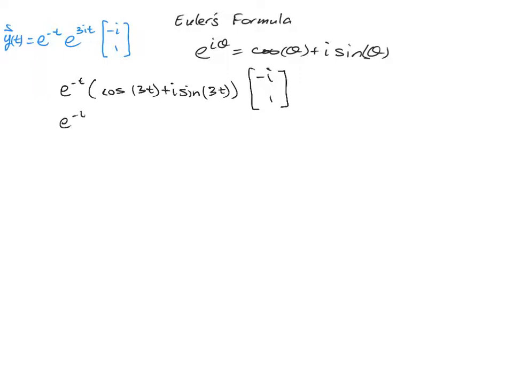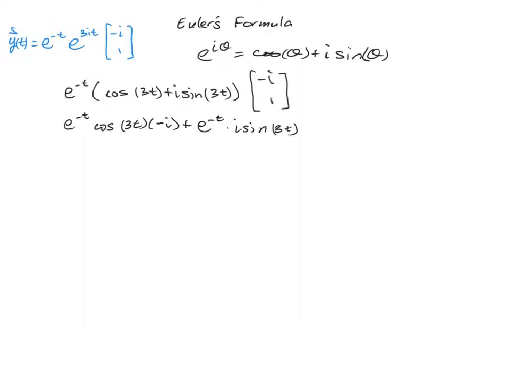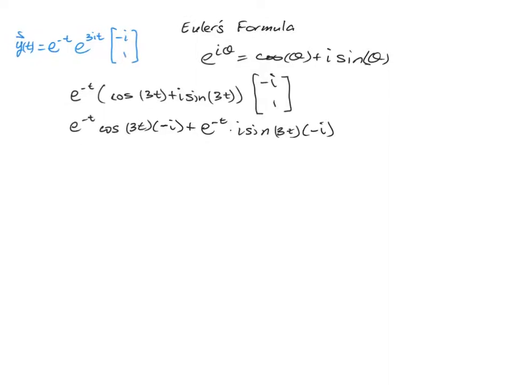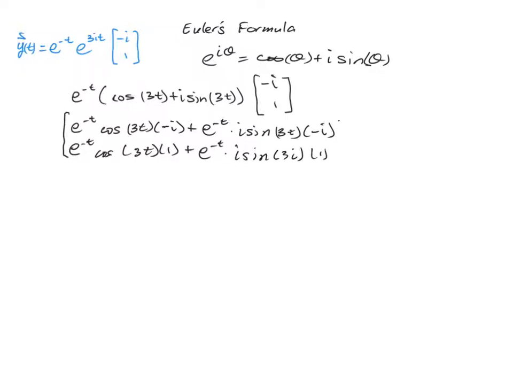We now need to multiply this into this vector, and so we'll distribute. So that's e to the negative t cosine 3t times a negative i, and then plus an e to the negative t times i sine of 3t times negative i. And then for the second row, it's going to be e to the negative t cosine 3t times 1 plus e to the negative t times i sine of 3t times 1.